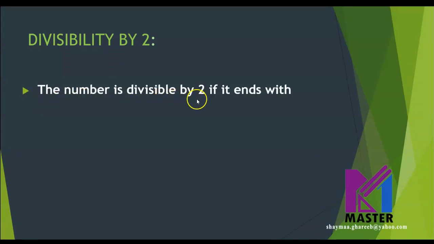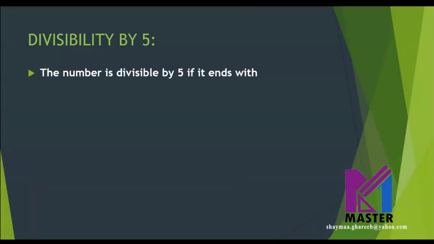The number is divisible by 2 if it ends with 0 or 2 or 4 or 6 or 8, which means the digit in the units place or in the ones place is 0, 2, 4, 6, or 8, whatever the number is. If it is a big number or a small number, then this number is divisible by 2.